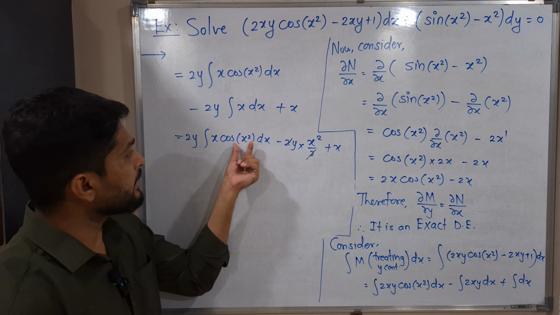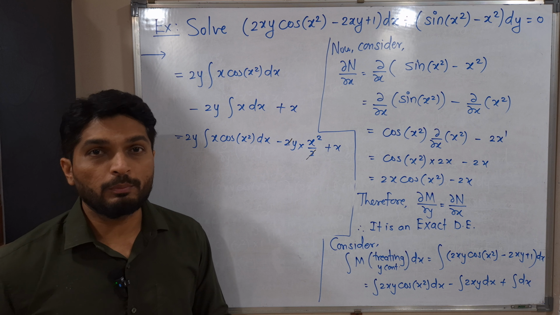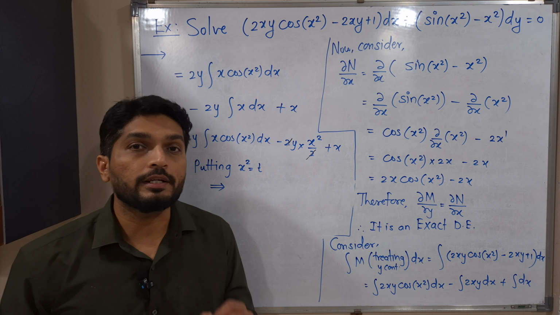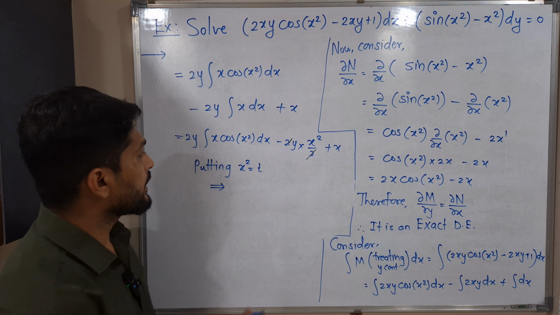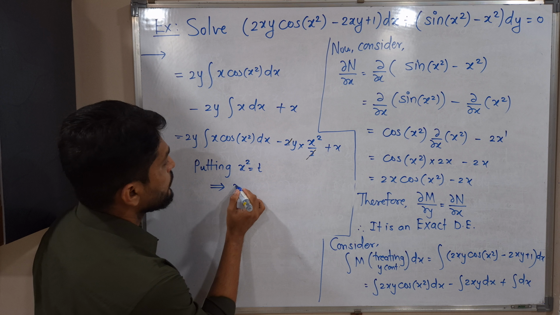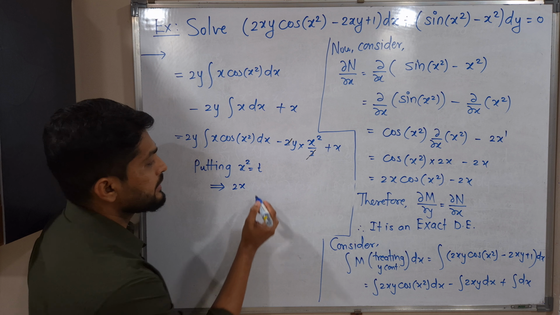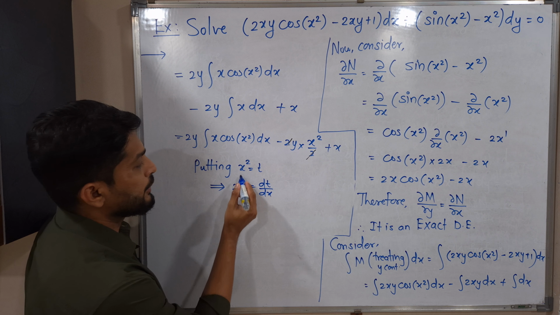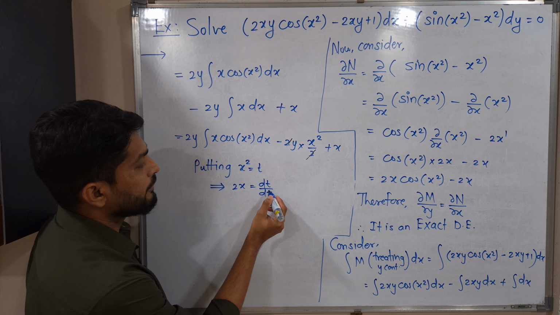So here inside the bracket we have x square, so I am going to put x square is equal to t. I am putting it only in the first integral, the remaining part will be the same. See, when you put anything, the first task is to find the derivative. So the derivative of x square is 2x. We are differentiating with respect to x, and the derivative of t will be dt by dx.